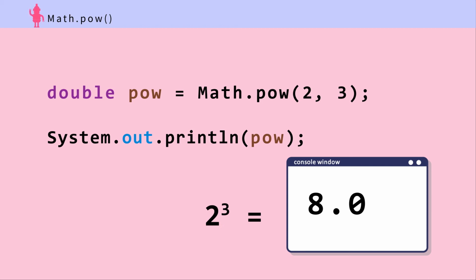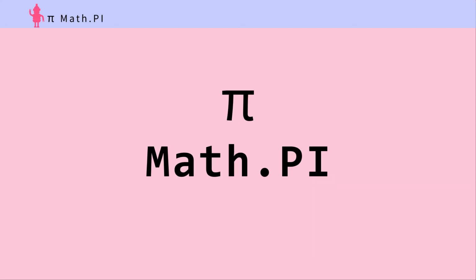There are also static variables in the Math class. Math.PI is one of them. Static variables are written in all caps. Put the class Math followed by a dot, uppercase P, and uppercase I.